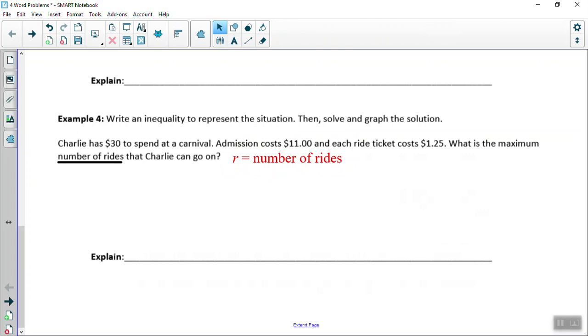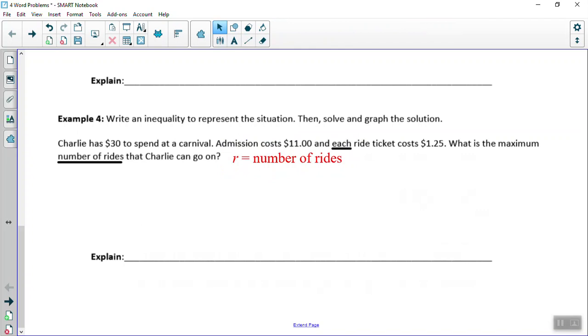So admission costs $11, so no matter what, you're going to pay $11 when you get there. Then each ride ticket costs $1.25. There's that keyword each again. Right? Each means we're going to multiply. Each ride ticket costs $1.25. So that means I'm going to multiply that $1.25 times the number of rides.